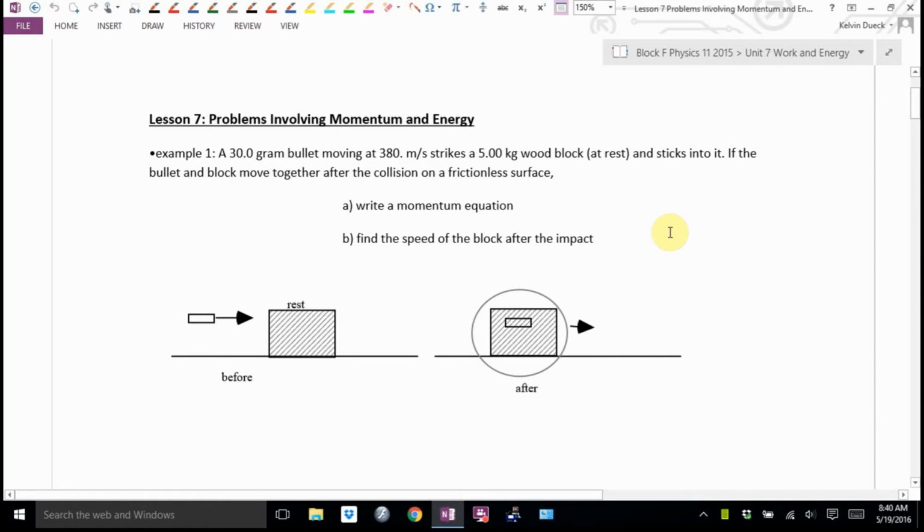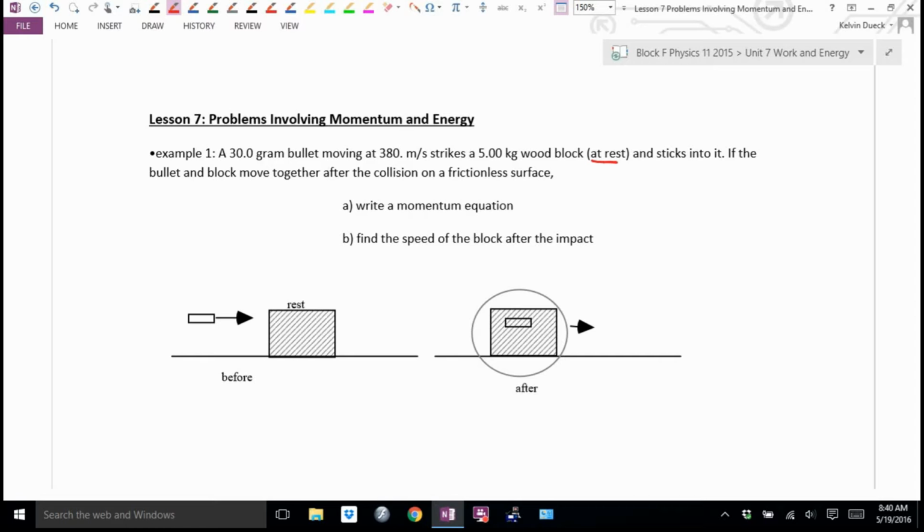So it says this: a 30-gram bullet moving at 380 meters per second strikes a 5-kilogram wood block at rest. Probably I would underline the words "at rest," because that's one of those things, hopefully by now you've clued in, that's always worth taking note of. It makes the question easier. Oh, they stick together. Elastic or inelastic?